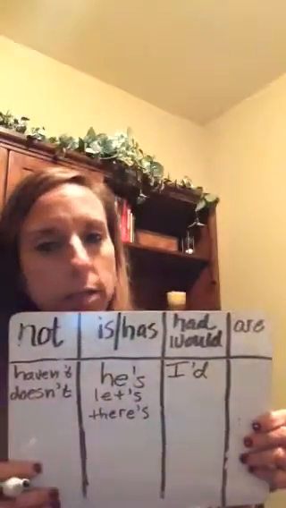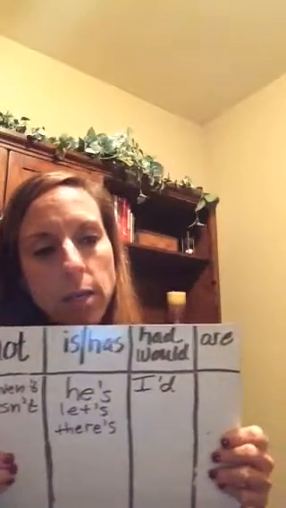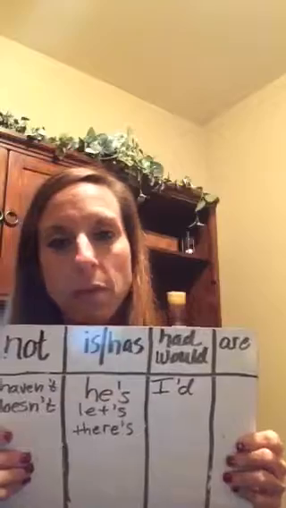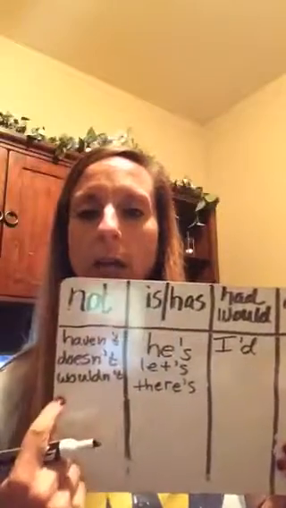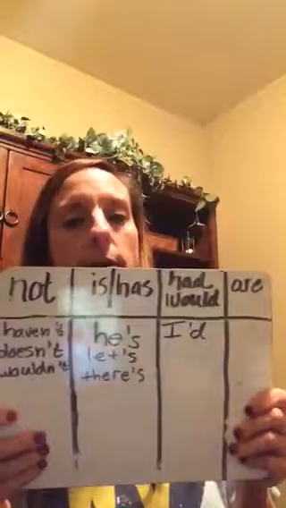Okay, now we have wouldn't. I wouldn't like broccoli for dinner. I wouldn't. So where do you think wouldn't goes? Wouldn't. Okay, if you did it right, it goes in the not column. Would not. I wouldn't like broccoli for dinner stands for would not.